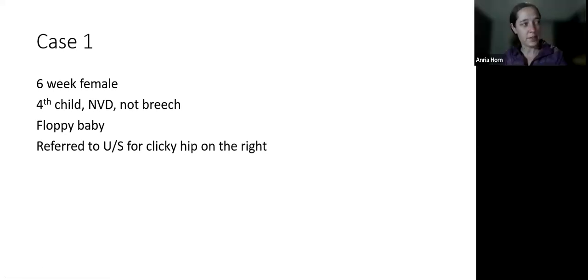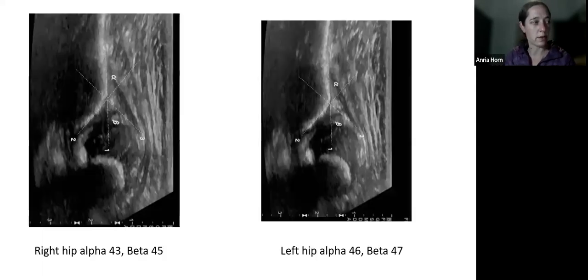Okay. So 6-week-old female, fourth child, normal vaginal delivery, no breech, floppy baby. So quite remarkable when I saw she was like popular, abducted, and so on. And she had a clicky hip on the right, and she was referred for an ultrasound on this side. So there's the ultrasound, and there are the results. Tell me what you think.